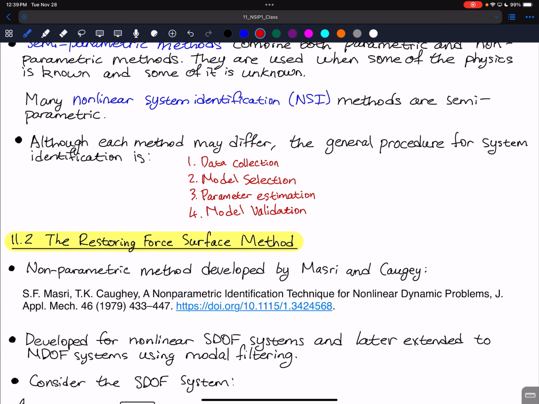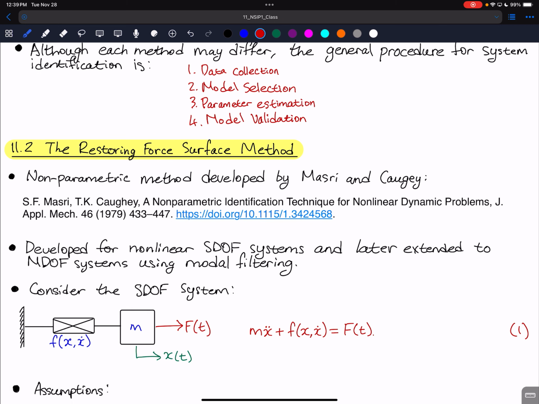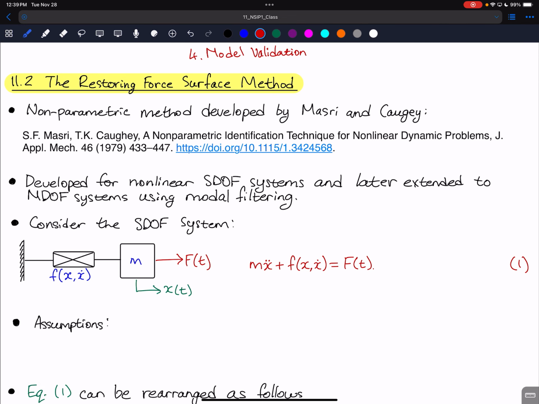All right, so today we're going to talk about the method known as the restoring force surface method. This is a non-parametric method developed by Masri and Caughey. The citation is given there. Even in the title, they say it's a non-parametric identification technique. This method was developed for nonlinear single-degree-of-freedom systems and has later been extended to multi-degree-of-freedom systems.